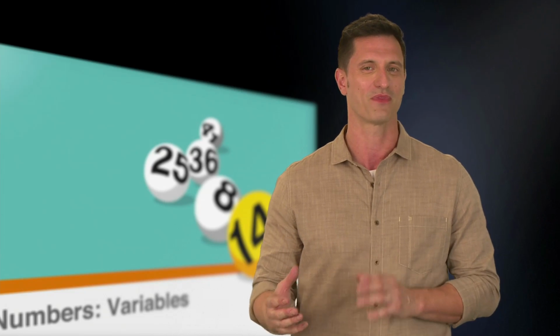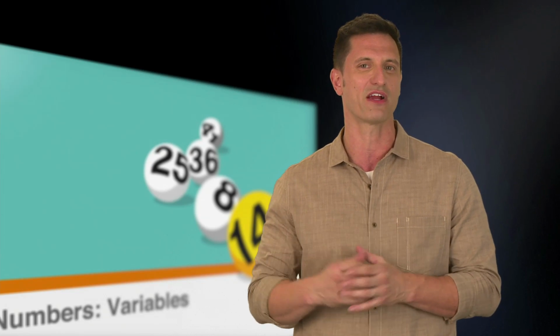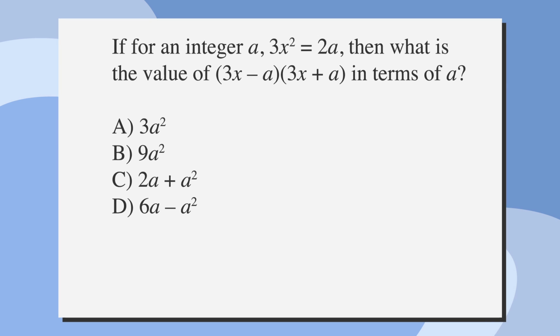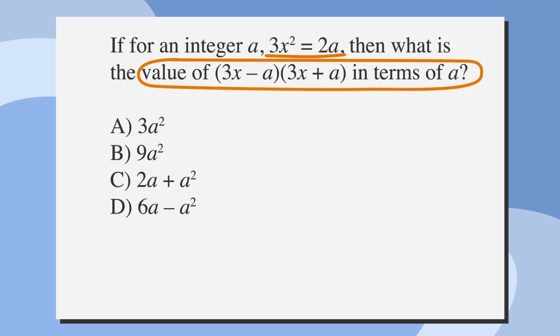the right answer. Let's start by taking a look at a question that asks you to express an equation in terms of a specific variable. As usual, the first thing we need to do is carefully read the question for clues. If for an integer a, 3 times x squared is equal to 2 times a, then what is the value of 3x minus a times 3x plus a in terms of a?